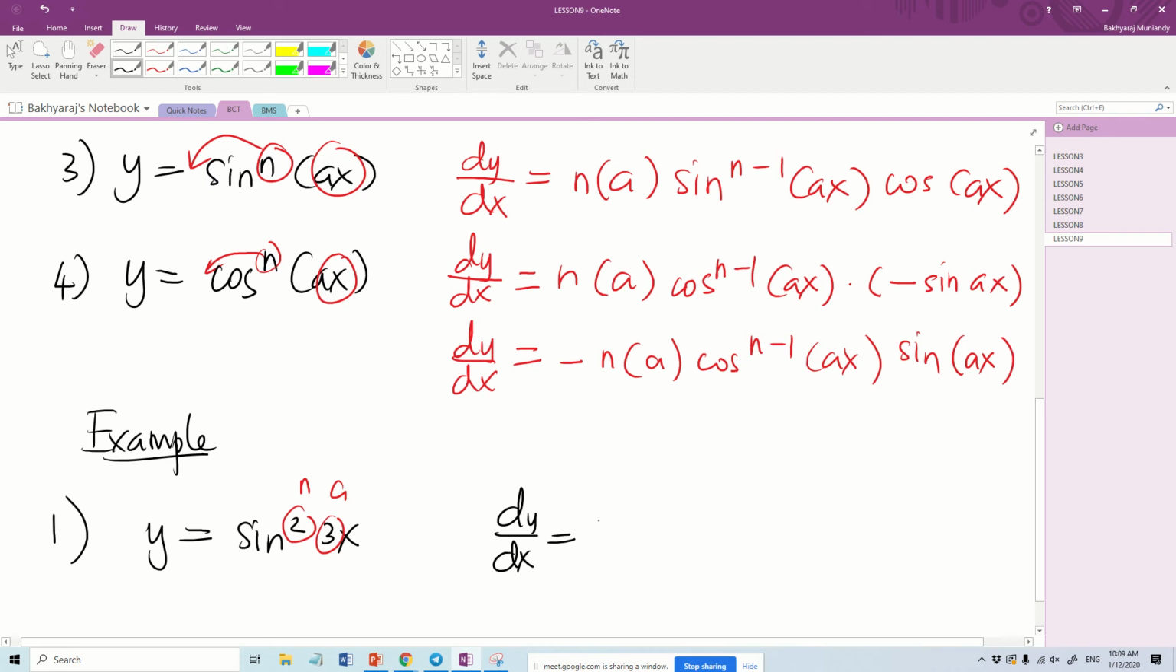So you can bring n down. So n is 2 and times by 3 and then sine. 2 minus 1 you get 1, 3x. So differentiate sine, you get cos 3x.